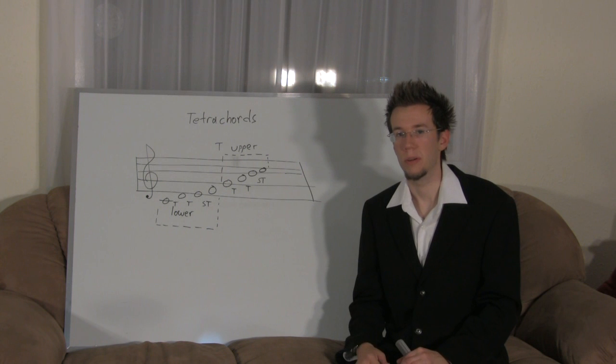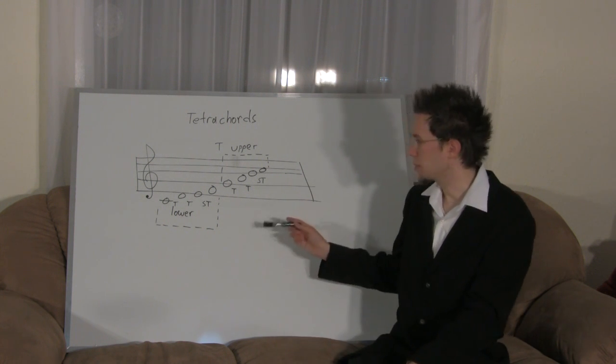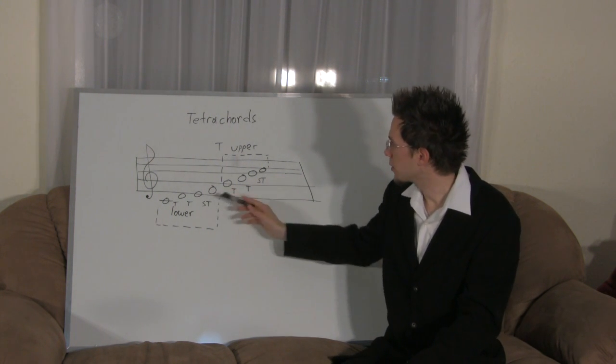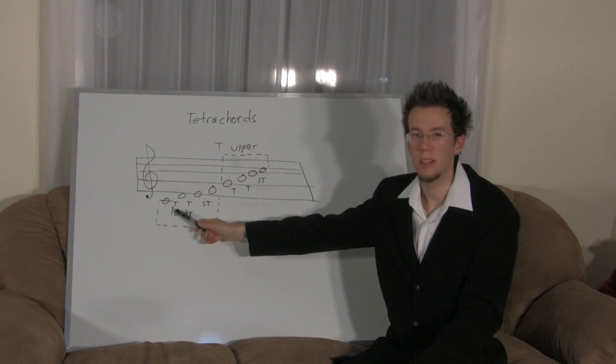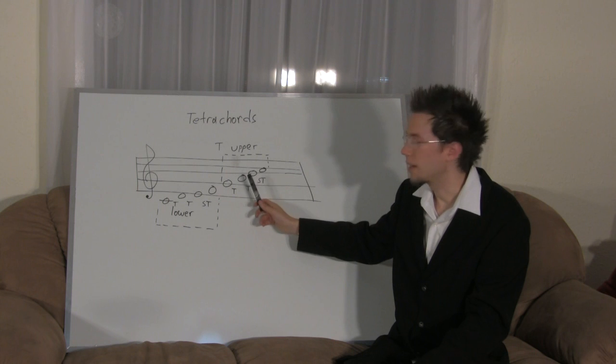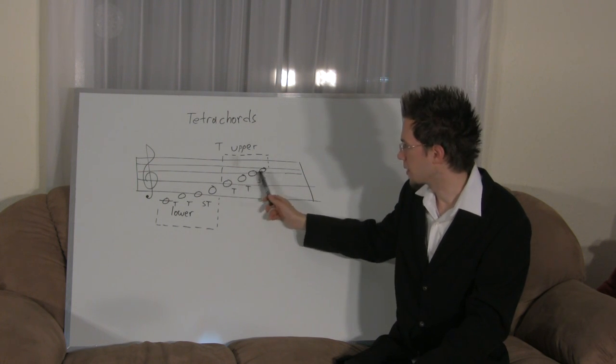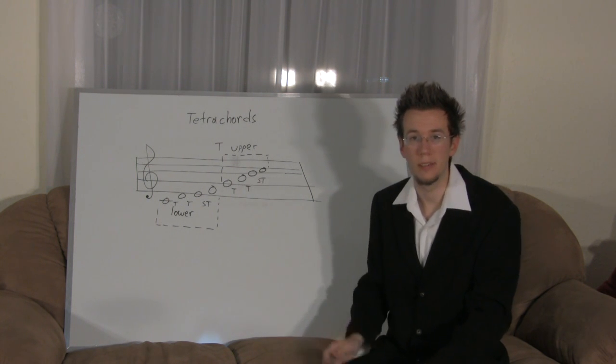Now, basically a tetrachord is a way of breaking up a scale into two sections called the lower tetrachord and the upper tetrachord. Now, those are basically the lower 4 notes or the upper 4 notes. So as you can tell, the lower tetrachord is going to be the first 4 notes, and the upper tetrachord is going to be the top 4 notes of the scale.